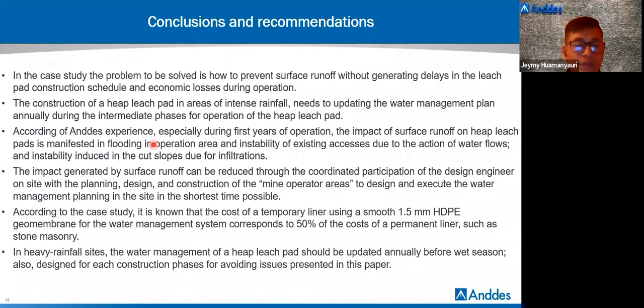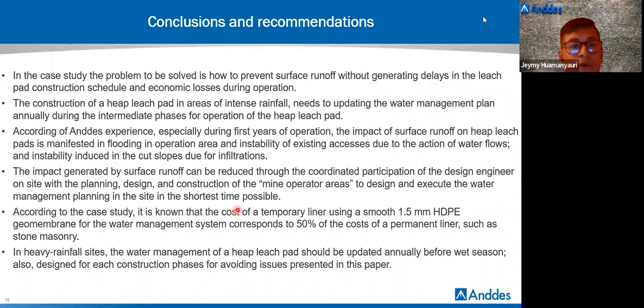About conclusions, this paper solves and prevents surface runoff without generating delays in the heap leach pad construction schedule and economic losses during operation. The construction of heap leach pads in areas of intense rainfall needs updating the water management plan annually during the intermediate phases of operation of the heap leach pads.